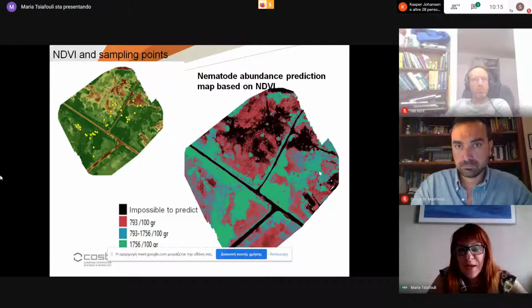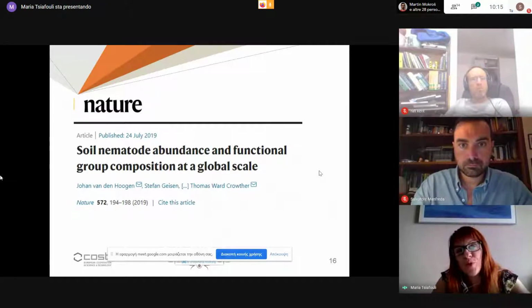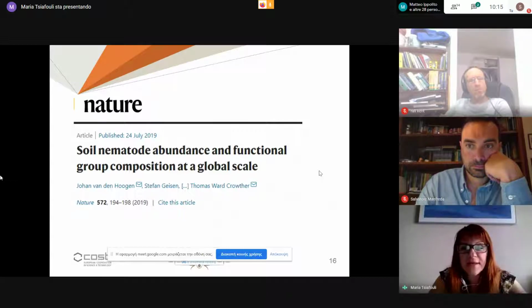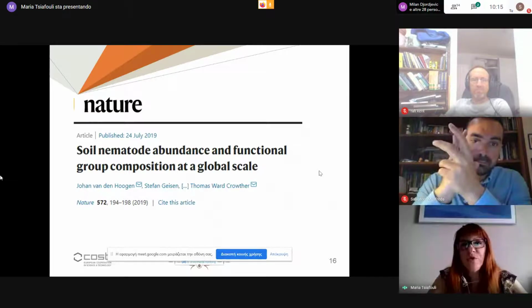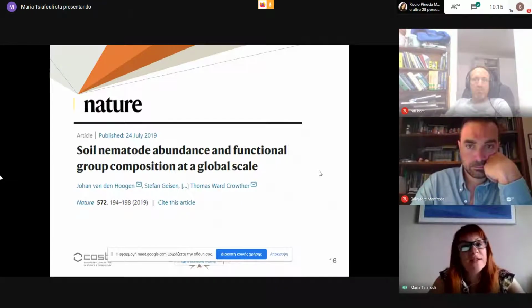I only want to mention that in a very recent study in Nature, a similar approach was used to guess the global abundance of nematodes. They also used the NDVI index for modeling and mapping. They used data from satellites, of course. But if you use UAV data, you have a much more detailed capturing of vegetation.